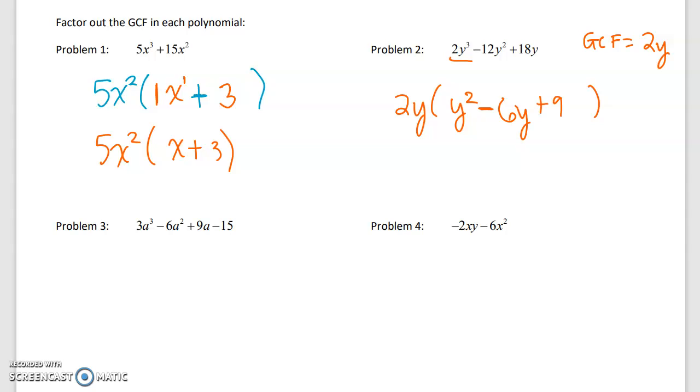This problem can actually be factored more, but we're going to stop here for now because all I want you to do is factor out the GCF.